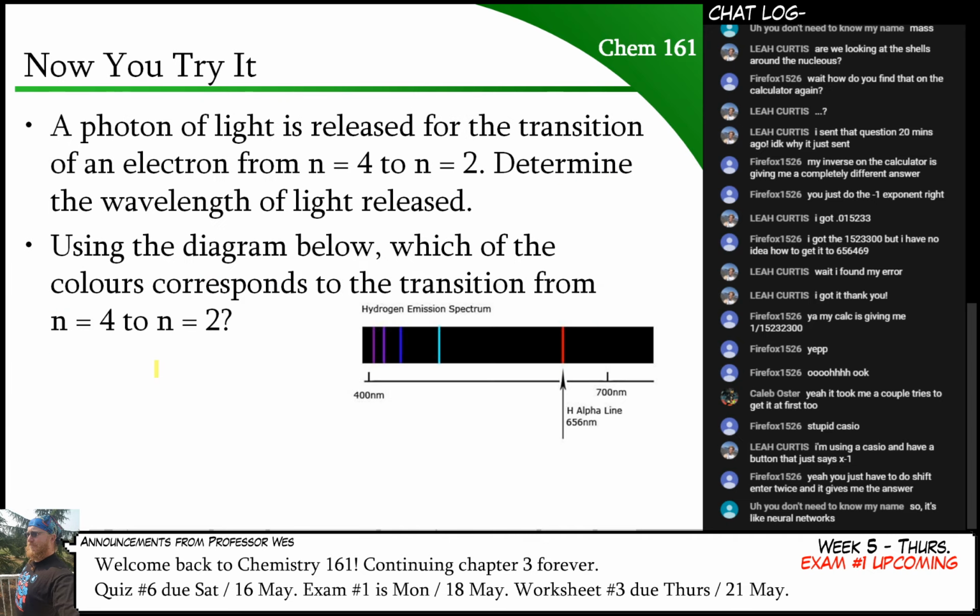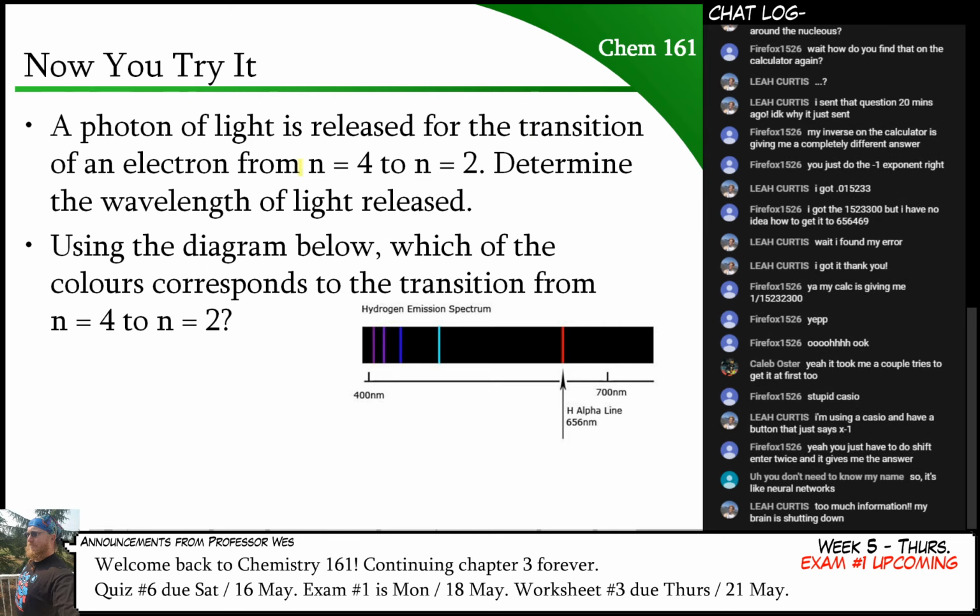So what I want you to do over the break is I want you to try and use the Rydberg equation to do n equals 4 to n equals 2. So quickly write that down. This is what I want you to do. I want you to calculate 4 to 2. And then hopefully you have the Rydberg equation in your notes.